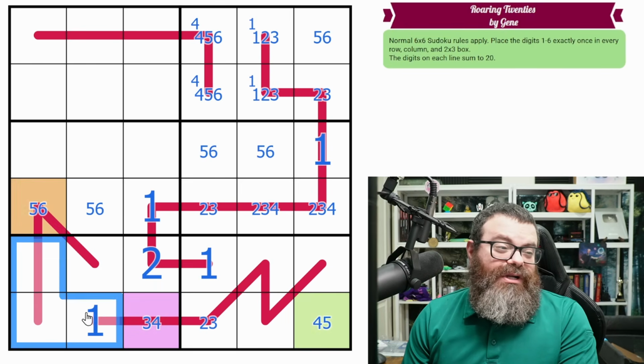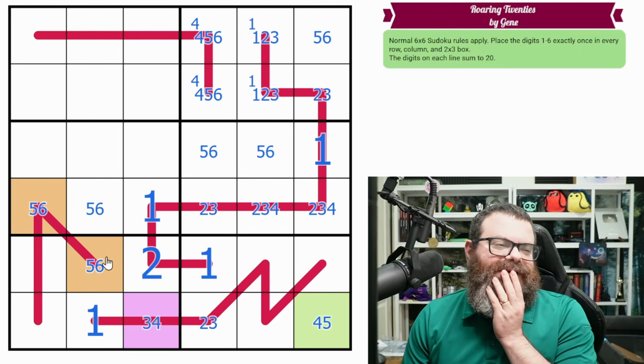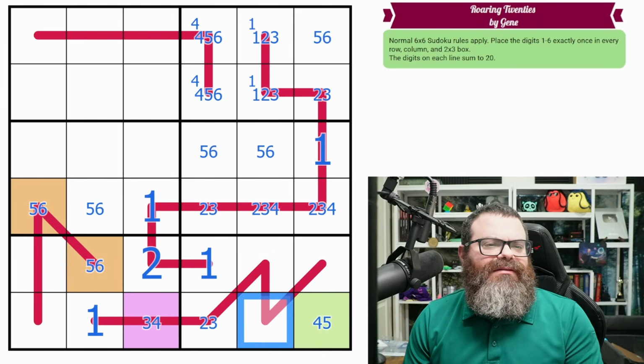And so now we can ask, where does orange go in this box? It only goes here. So this is a 5 or 6. That's a 5, 6 pair. And then where does orange go in this box? It only goes right there. So this is a 5, 6. That's a 5, 6 pair.